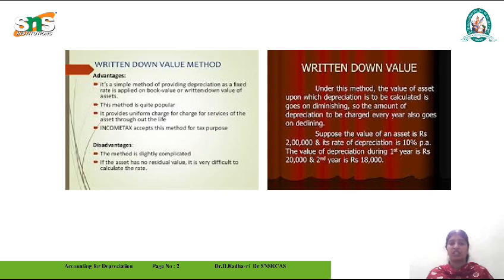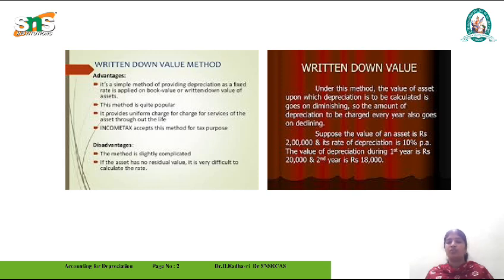When we compare to income tax, this method is accepted for taxation purposes. The disadvantages of this method are that the asset has a reduced value, and it is very difficult to calculate the rate. Under the reducing balance method, the value of the asset upon which depreciation is to be calculated, and the depreciation charged every year, goes on in a declining way.